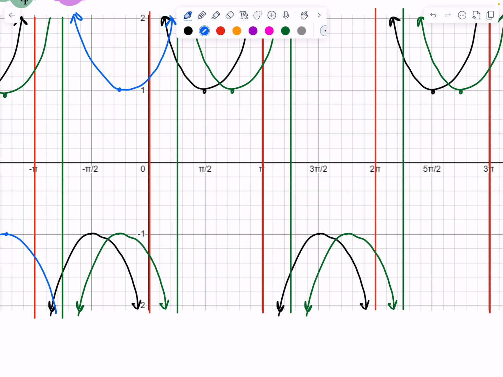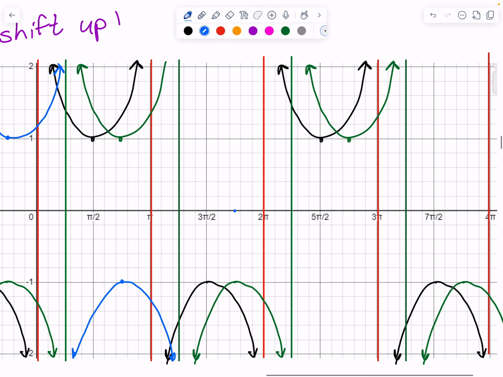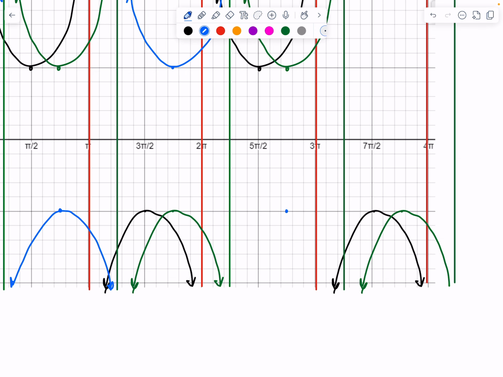Not the cleanest graph I've ever drawn, but it'll be okay. Hopefully you can see the green graph is literally just shifted to the right by pi over 4. And the blue one is just everything's upside down. Okay.